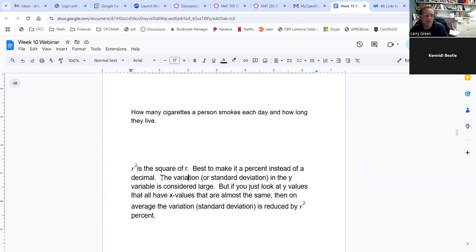And kind of the way it works is you want to think of the variation in the y variable as considered large. But if you just look at y values that all have x values that are almost the same, then on average, the variation, which is also called the standard deviation sometimes, is reduced by r squared percent. Okay, so that is the general idea of r squared.